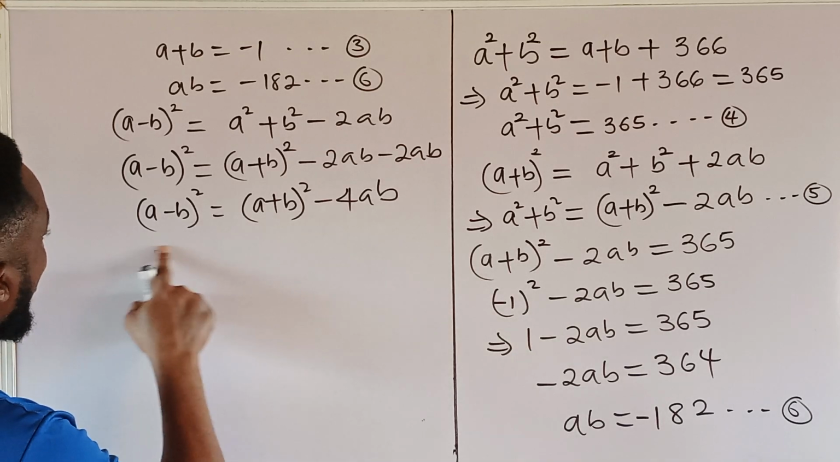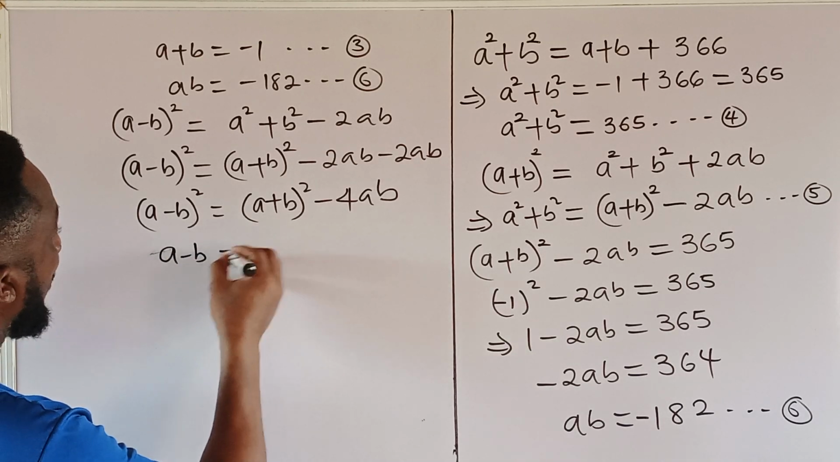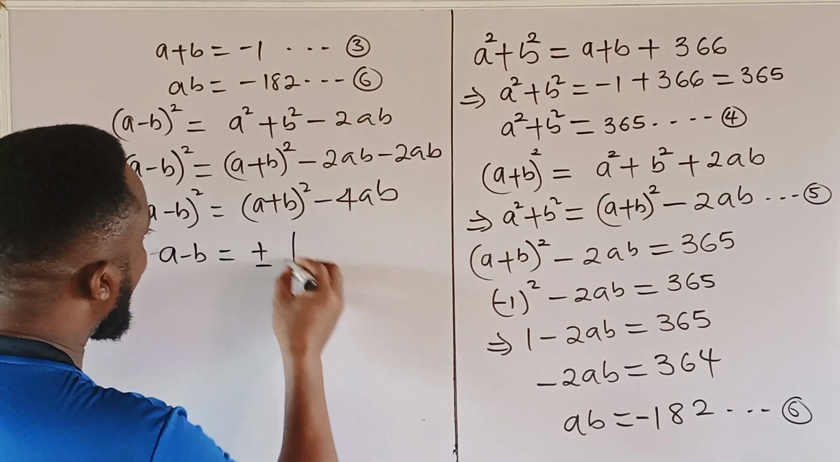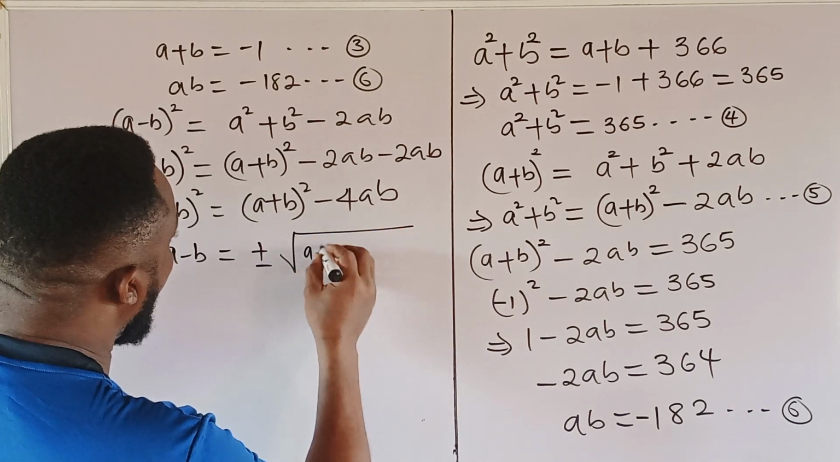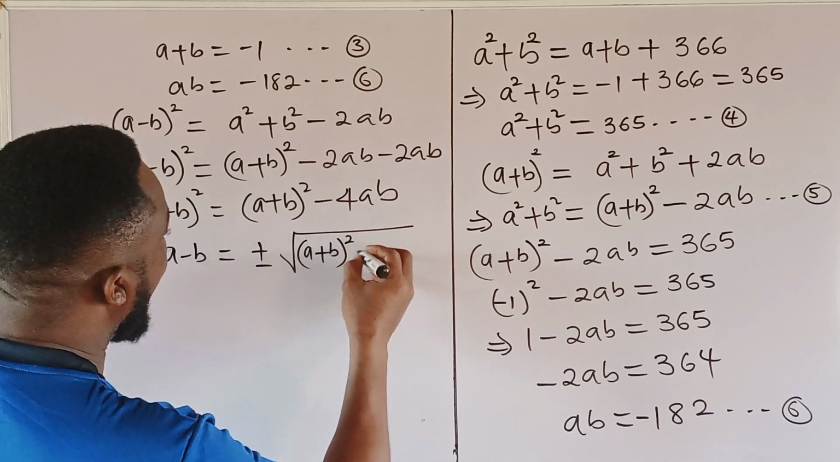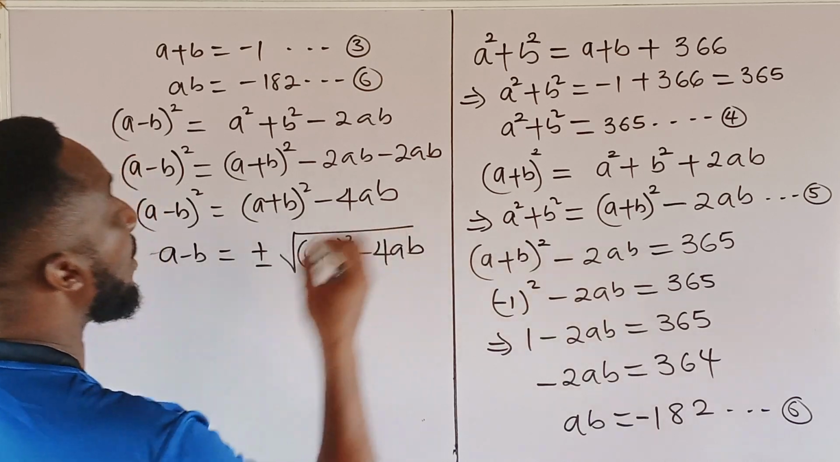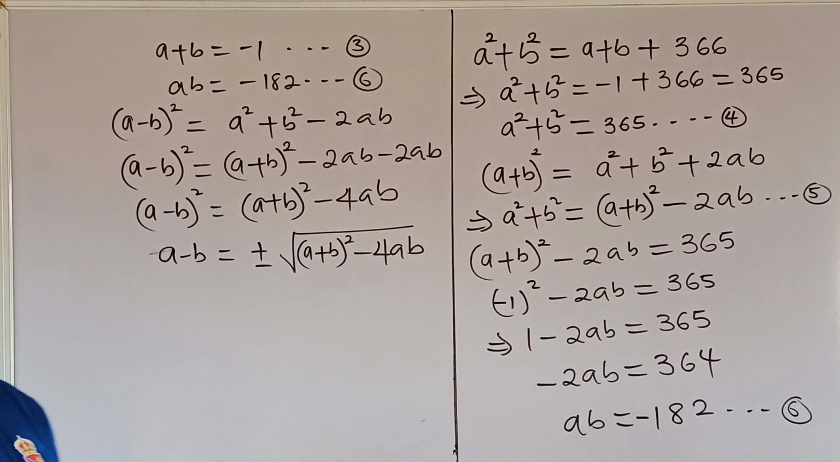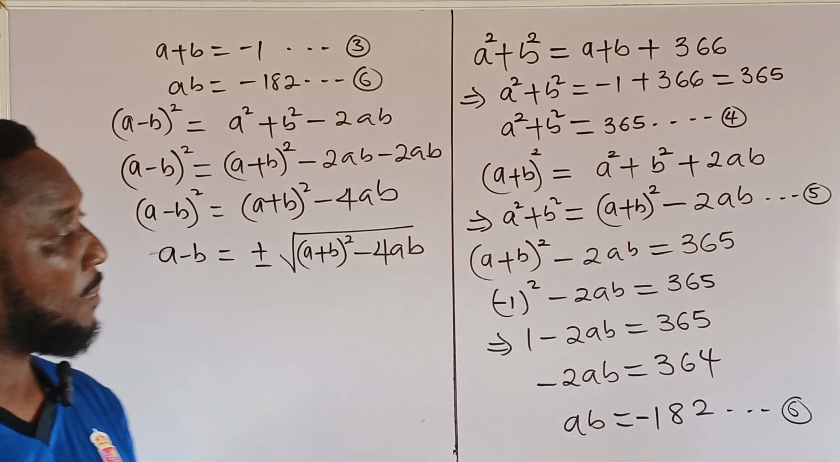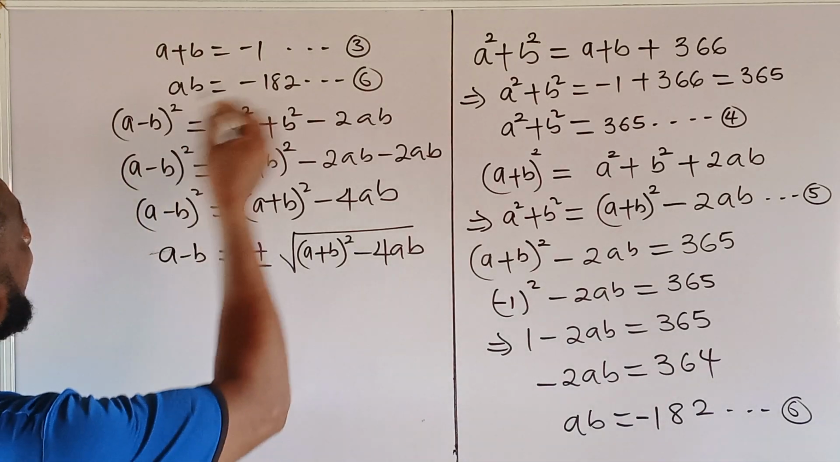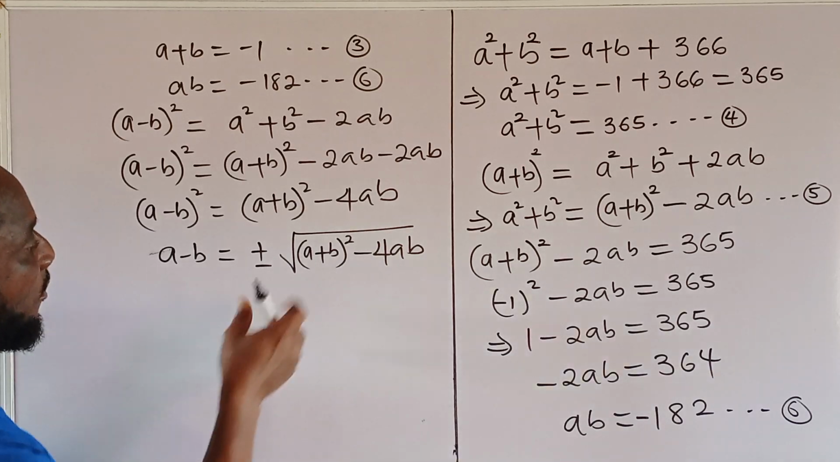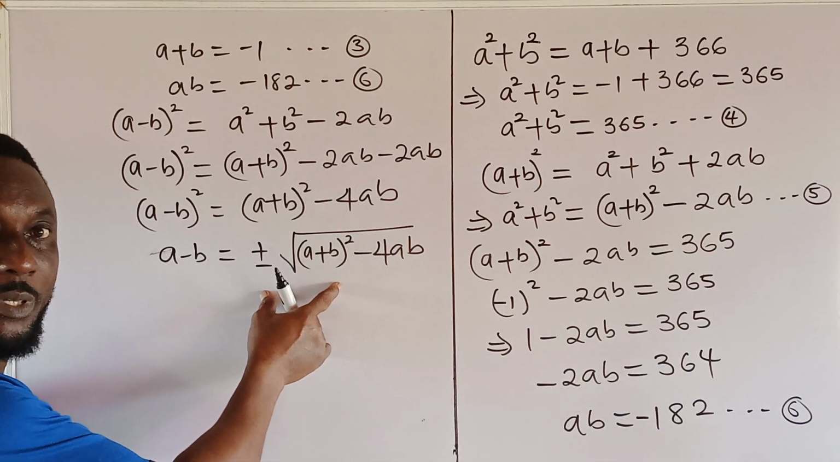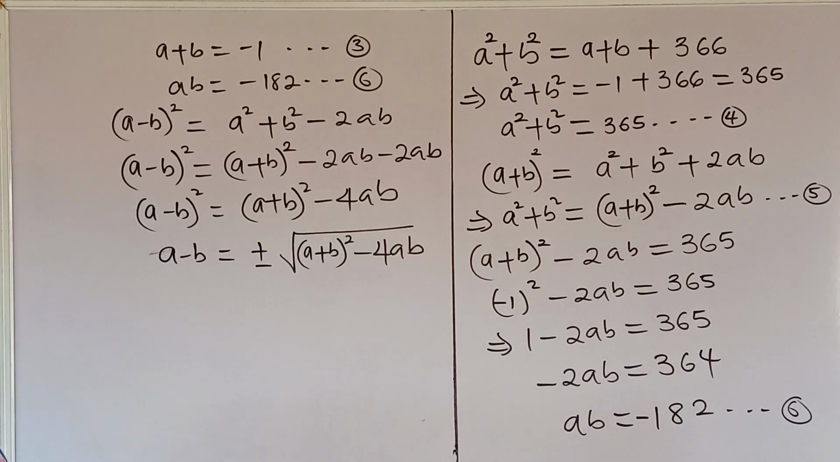If I take the square root on both sides, a minus b would then be plus or minus the square root of (a plus b) whole squared minus 4ab. The reason why I find this method very flexible is that I already have a plus b. Then this formula will help me get a minus b. Then I solve a simple simultaneous equation.